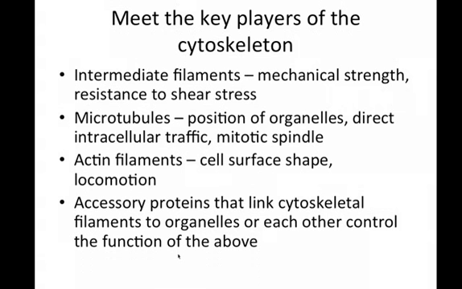Obviously, they play a role in forming the mitotic spindle. Actin filaments are involved with the shape of the cell and the movement of the cell. And then there are the accessory proteins. There are many proteins that we're going to go through, and their role is to either link cytoskeletal proteins to organelles or to each other, or control any of these processes, usually through regulating whether you're going to get assembly or disassembly of your actin filament or microtubule.